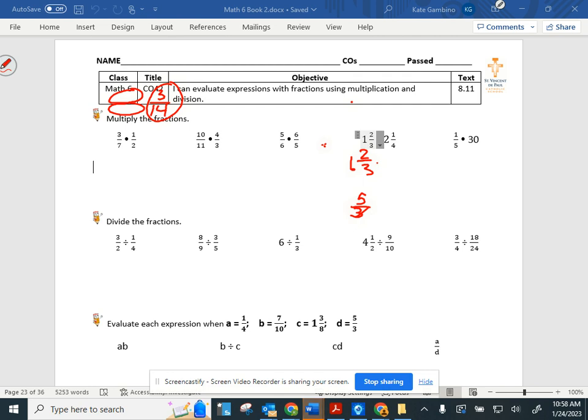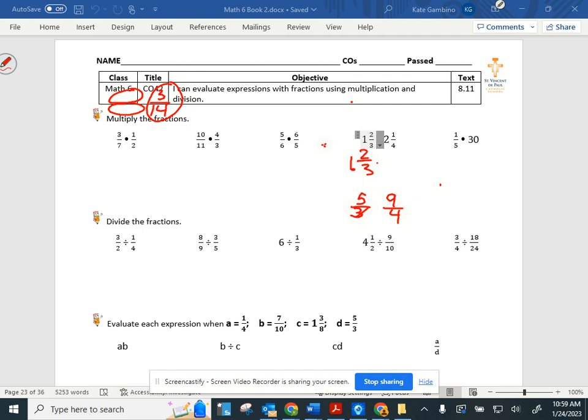What would I get for 2 1/4? 9. Isabel. 9/4. 9/4. Because 4 times 2 is 8. Plus 1 is 9. That denominator stays the same. Okay, so always remember, denominator stays the same when we're turning it improper.